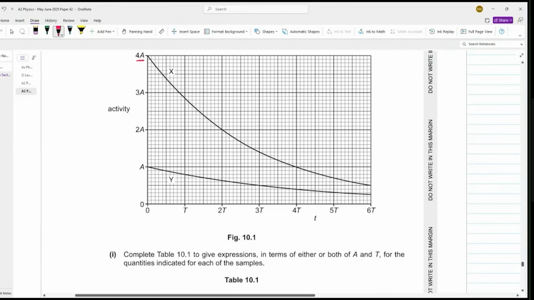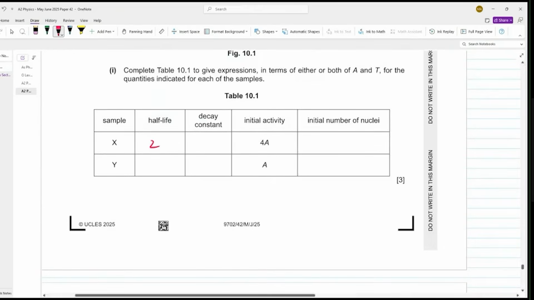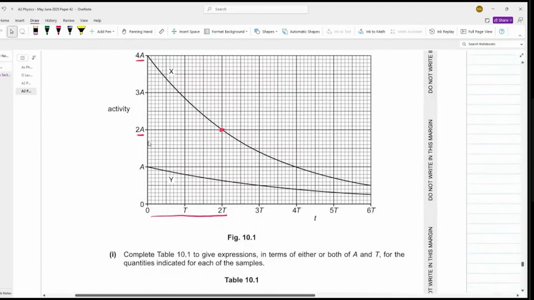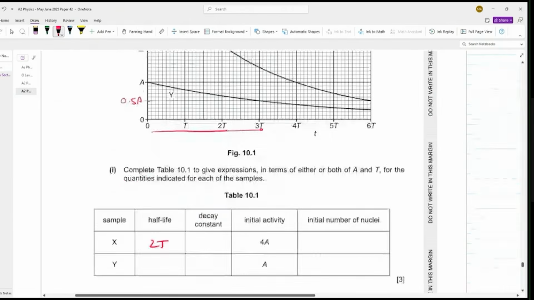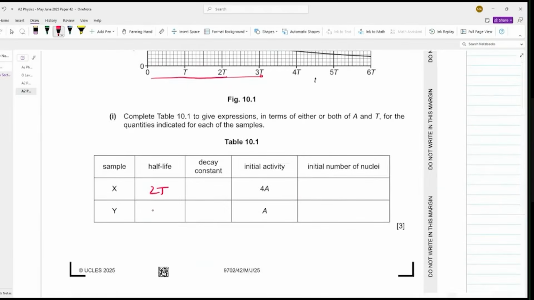Initial activity was 4A. After one half-life it becomes 2A. How much time is it taking for X to go from 4A to 2A? It is taking time 2T. That's why the half-life is 2T. For Y, your activity is A. What will be half of the activity? 0.5A. What is the time taken to reach 0.5A? 3T. Okay, so you have the half-lives as well.